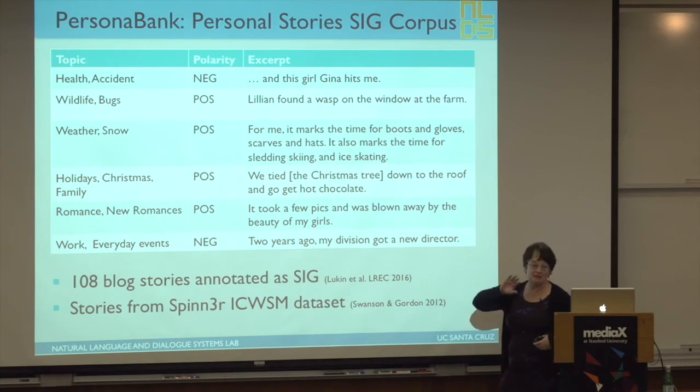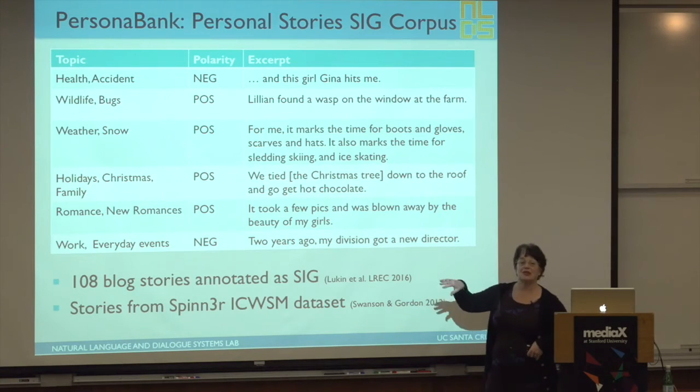We go out against the blogs corpus. We pull out stories that have particular properties that we're interested in, like they're about particular topics, or they express particular affects. We want to look for some really negative stories or some really positive stories, and then we restrict the story length to be between 225 and 500 words.